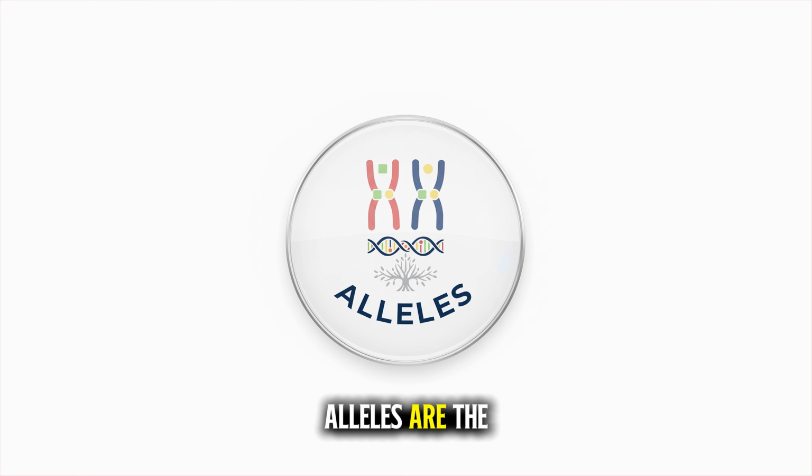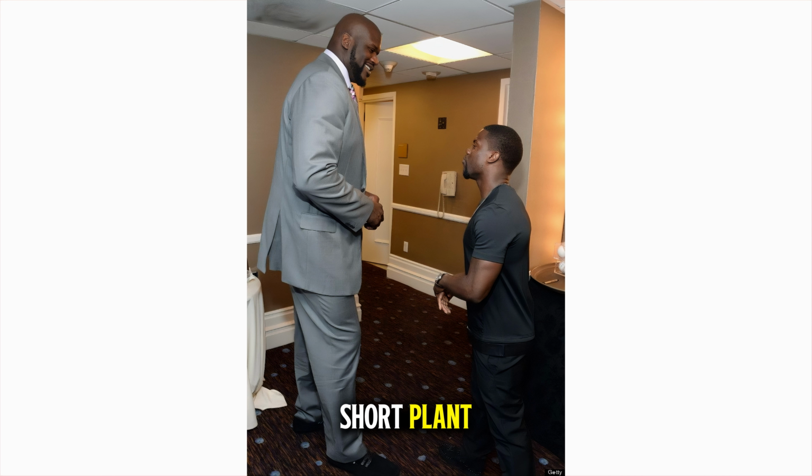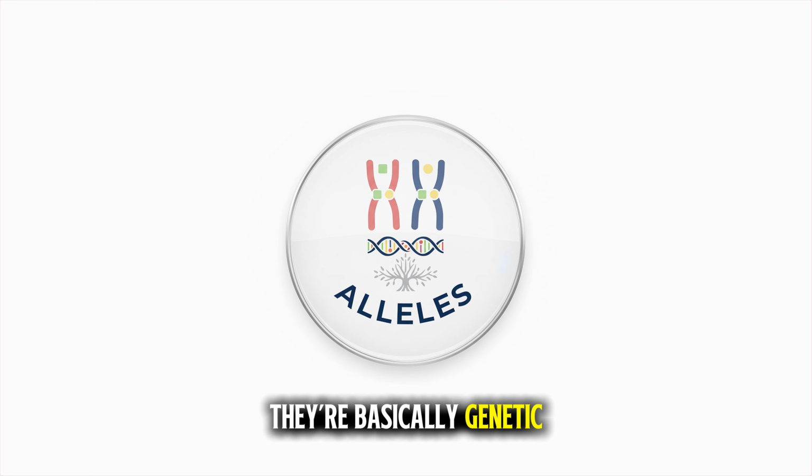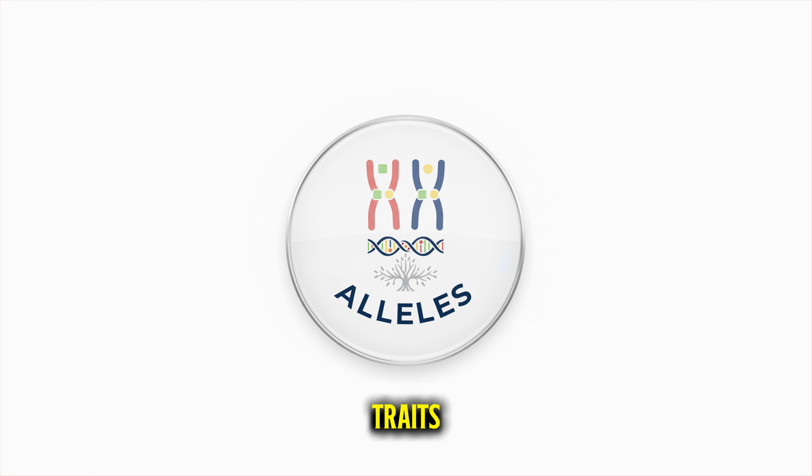Alleles. Alleles are the different flavors of the same gene. Imagine ordering pizza: one gene decides you're getting pizza, but the alleles decide if it's pepperoni or pineapple, and yes, we're judging. You get one allele from mom, one from dad. Some are dominant like that friend who always picks the movie, and some are recessive, quietly lurking until they team up. Tall plant or short plant? Thank the alleles, they're basically genetic siblings fighting for control of your traits.